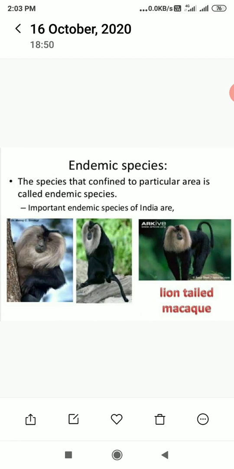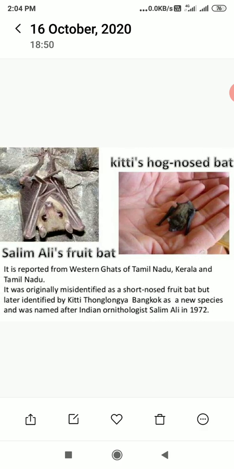Now, another very important term is endemic species. A species that is confined to a particular area is called an endemic species. Important endemic species of India are the lion-tailed macaque, Kitti's hog-nosed bat, and Salim Ali's fruit bat. It is reported from the Western Ghats of Tamil Nadu and Kerala.